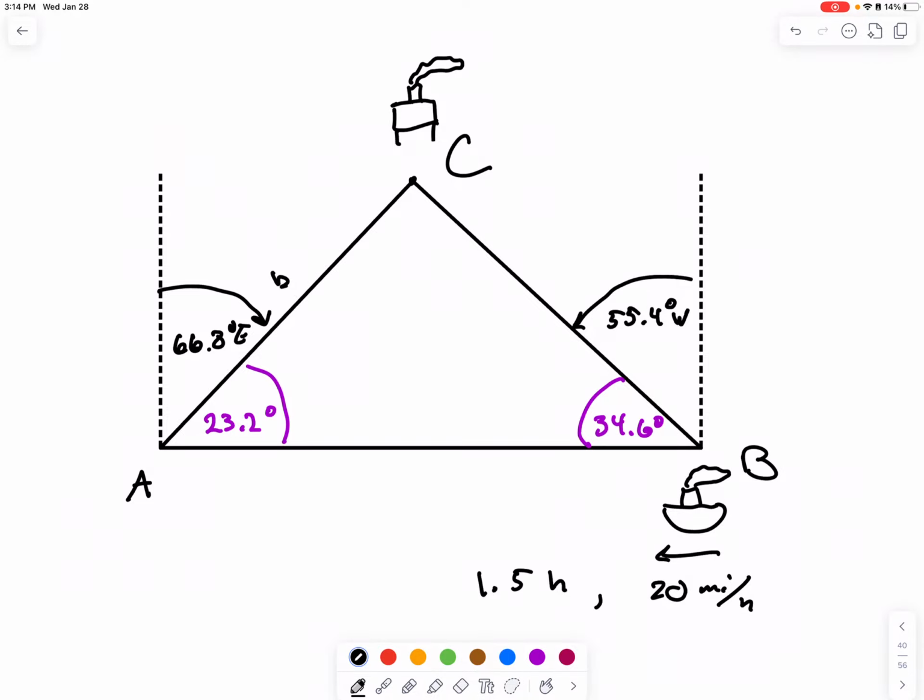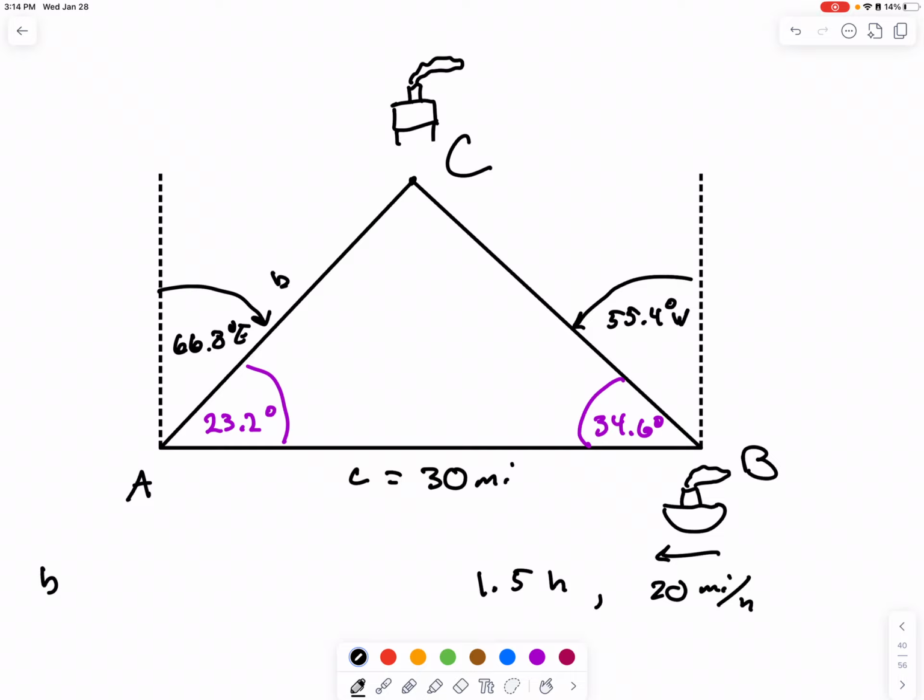Okay. So we can find this side C down here, right? If they're traveling 20 miles per hour times 1.5 hours, it should be 30 miles, right? There should be 30 miles down here. 1.5 times 20. Okay. So if we were going to use the law of sines to find side B, okay.